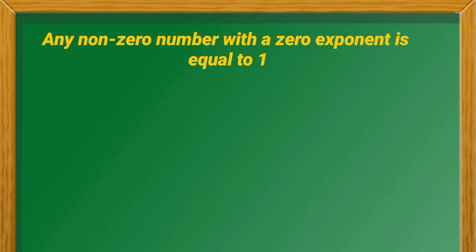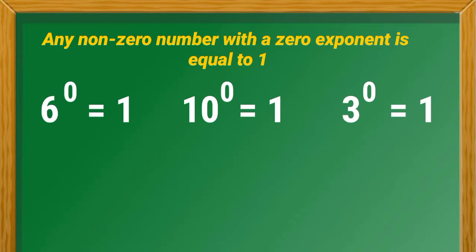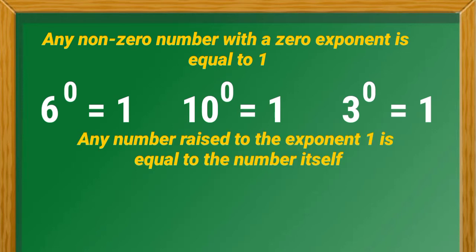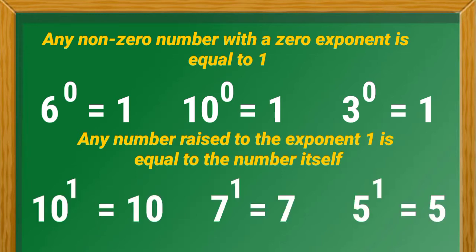Any non-zero number with a zero exponent is equal to 1. Example, 6 to the power of 0 equals 1. 10 to the power of 0, that is 1. 3 to the power of 0 is still 1. Any number raised to the exponent 1 is equal to the number itself. Example, 10 to the power of 1, that is equal to 10. 7 to the power of 1, that is equal to 7. 5 to the power of 1, that is equal to 5.